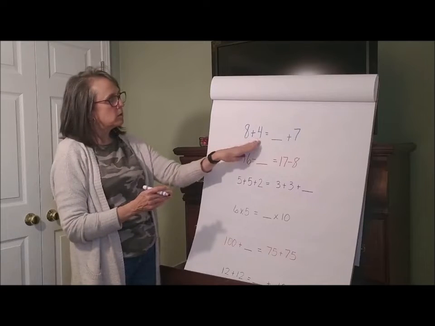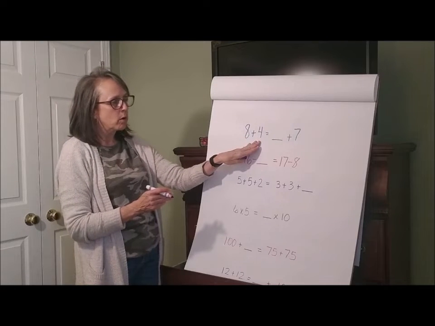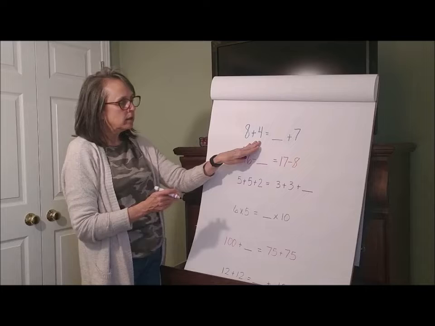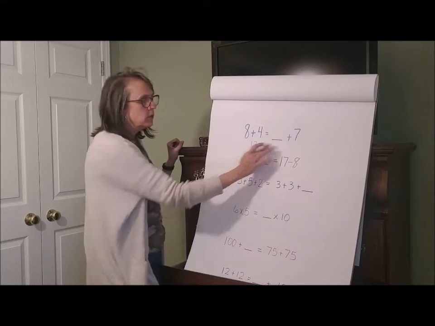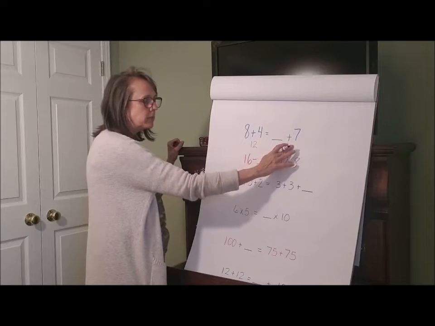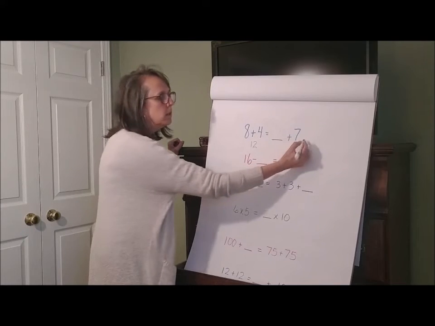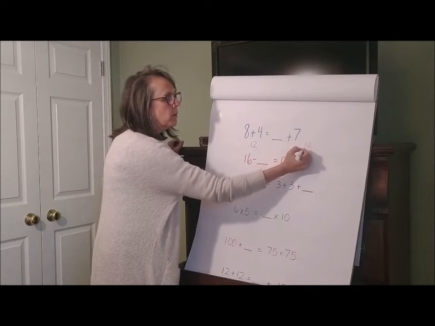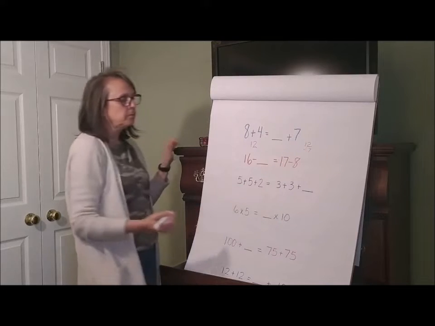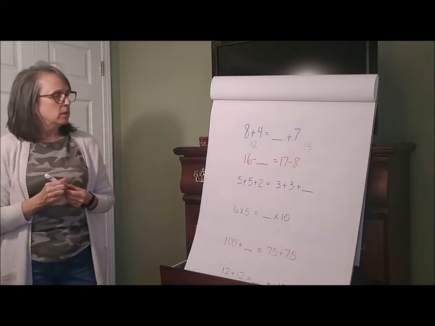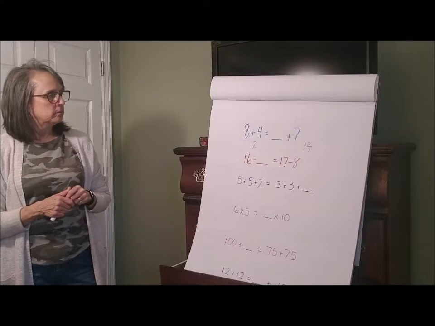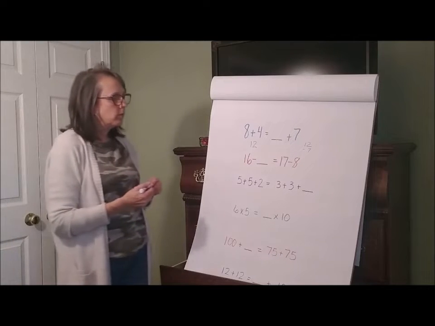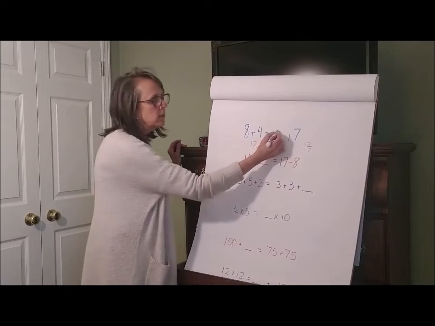So if we start with this one, 8 plus 4 is 12. So then we're going to start over here and do the opposite, because I already have 7. So 12 minus 7. And pause, and go ahead and fill in. Okay, you should have gotten 12 minus 7 is 5.